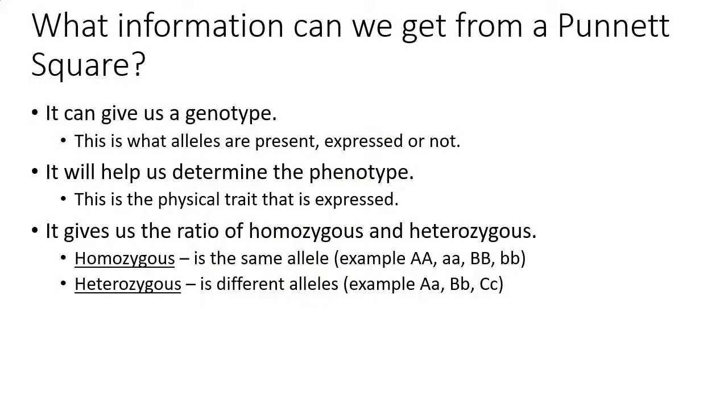So what information can we get from a Punnett square? It can give us a genotype, that is what alleles are present, expressed or not. It will help us determine the phenotype, which is the physical trait that is expressed. It gives us a ratio of homozygous and heterozygous. Remember, homozygous is the same, heterozygous is different. Let's do a quick review.